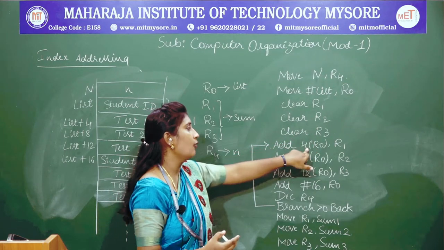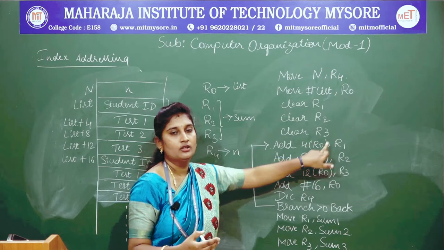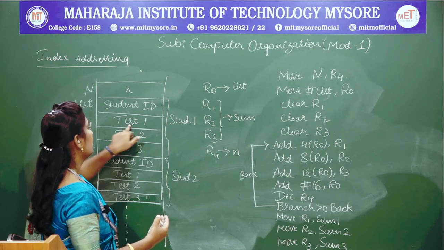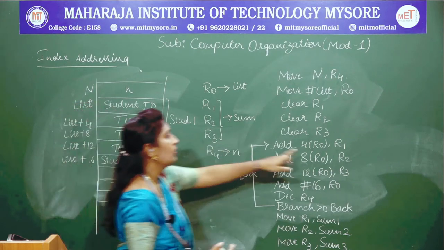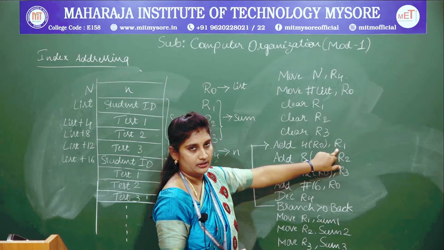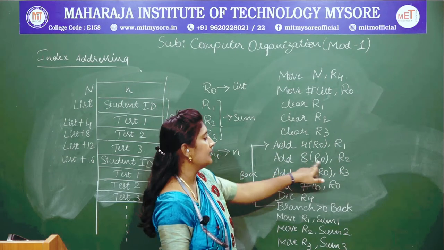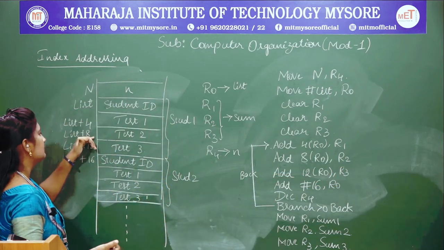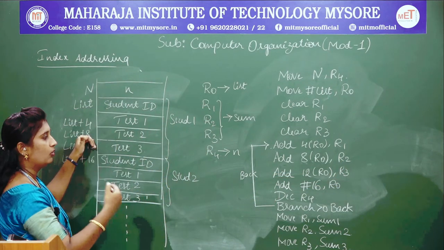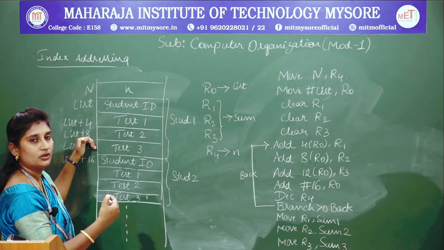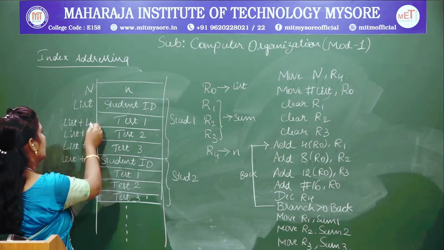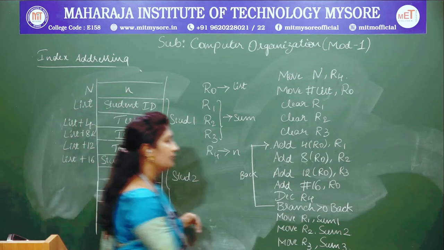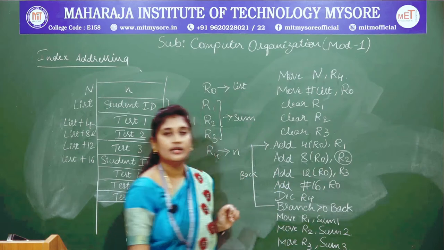Next, add 4 R0 comma R1. Add 4 R0 comma R1 means list plus 4, that is, the test 1 marks will be placed into your R1 register. And again add 8 R0 to R2. So 8 R0 means list plus 4, incremented again by 4 to point to the next test score, so list plus 4 to list plus 8. So test 2 marks will fit into your R2 register.